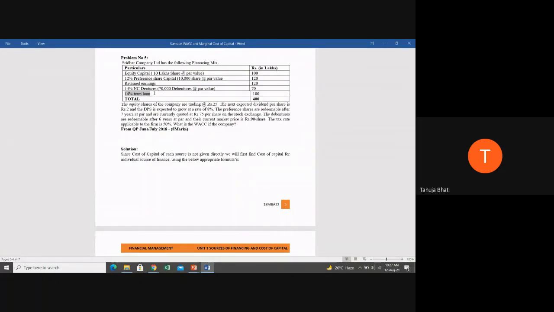Yes, students, tell me. See, students, debentures is nothing but loan from debenture holders. Term loan is nothing but loan from the bank, correct? So with this logic, can you all tell me, for the 14% term loan, will the tax rate be applicable? Yes, ma'am. Very good.